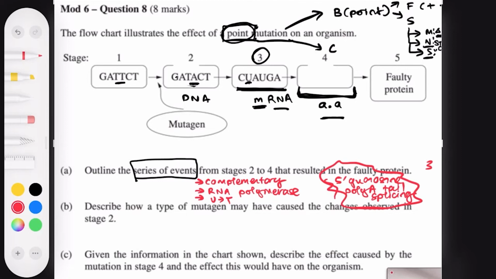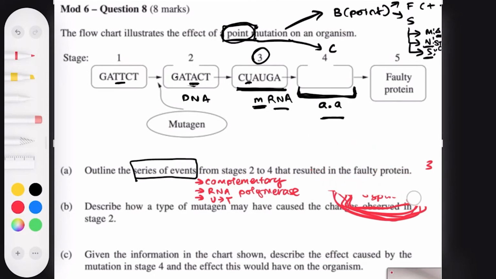Students know all this stuff, but the poor students will just verbal garbage everything they remember. A good student would know what the key things are that I'm looking for in an exam. If you don't say the word complementary, you're not getting the mark. If you don't refer to the letters here, you are not getting the mark, right?